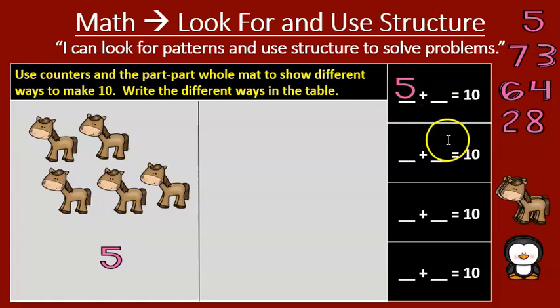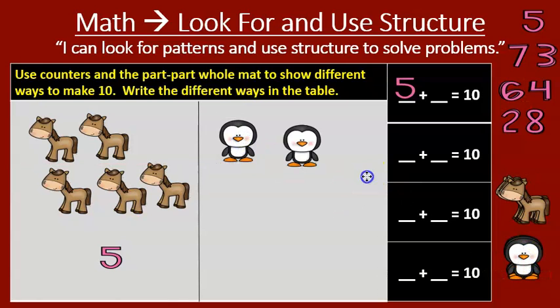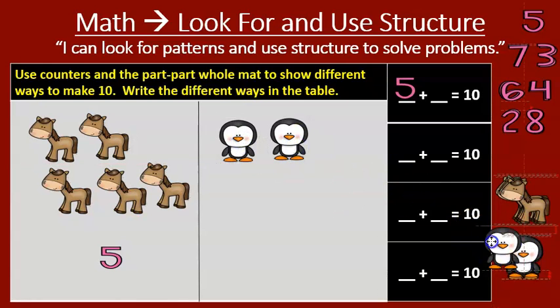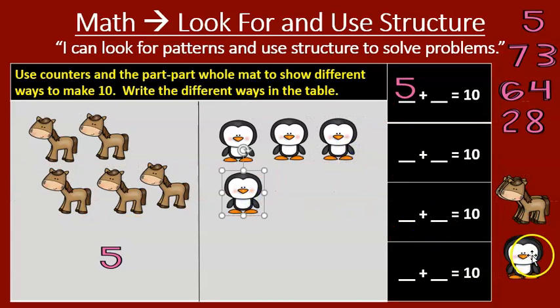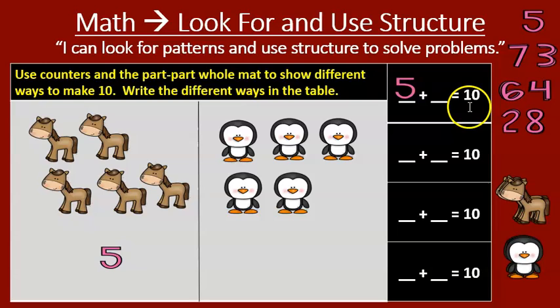Let's do this together. Watch me. We have 5 horses over here. So here's what we're going to do. We're going to count from 5 again. Let's count with me. 5, 6, 7, 8, 9, 10. Okay, we got to number 10 here. We stopped at 10. Okay?